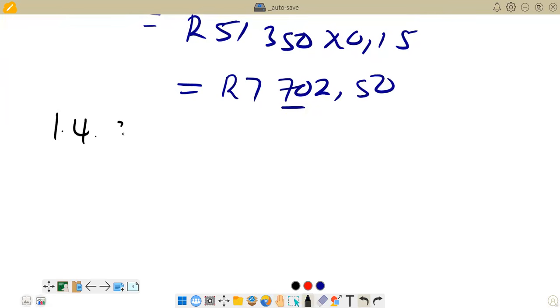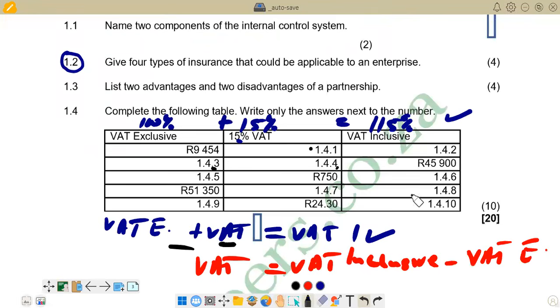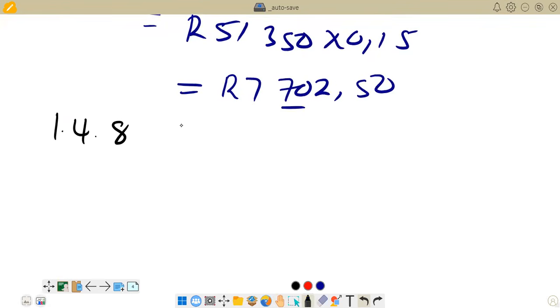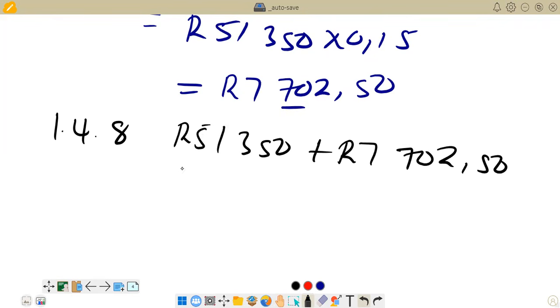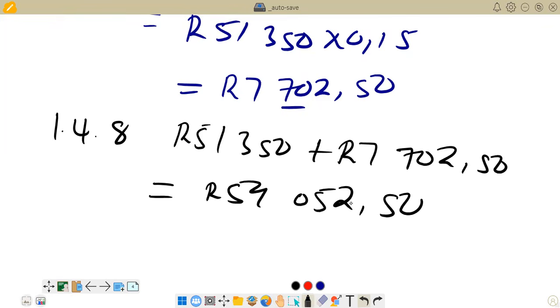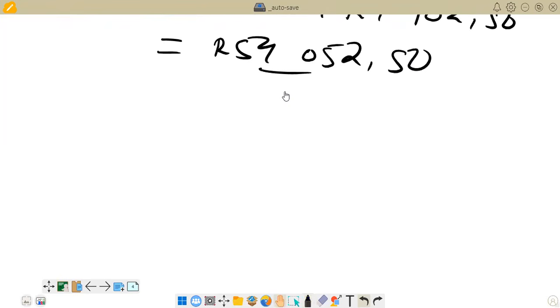On 1.4.8, we can check where it is. We are here. So basically, we are saying this one plus this one. To the answer that we got there, we add 51,350. Then we add 7,702.50. So we add there, and you get 59,052.50. So this is what we have on 1.4.8. Then we move on to the next one, which is 1.4.9.